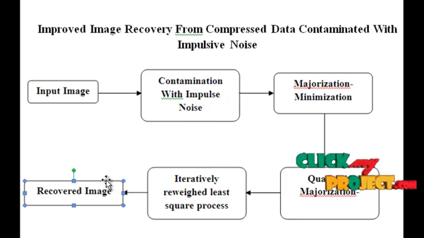This recovered image is fully free from the impulse noise, and we can estimate the quality measure for this recovered image. The quality measure is PSNR, peak signal to noise ratio. We can compare the PSNR of the given noisy image and the recovered image so that we can justify our result.